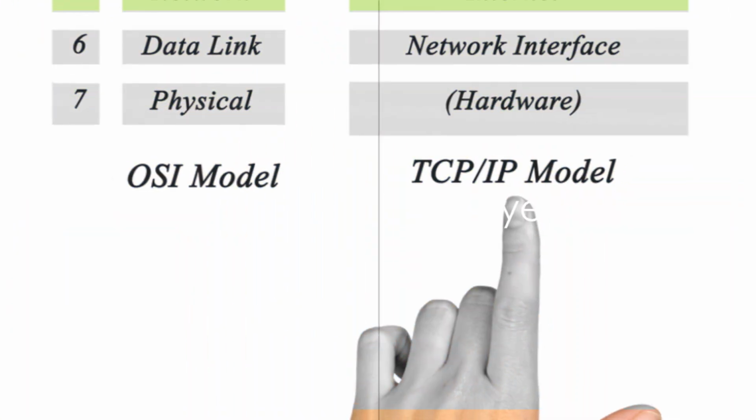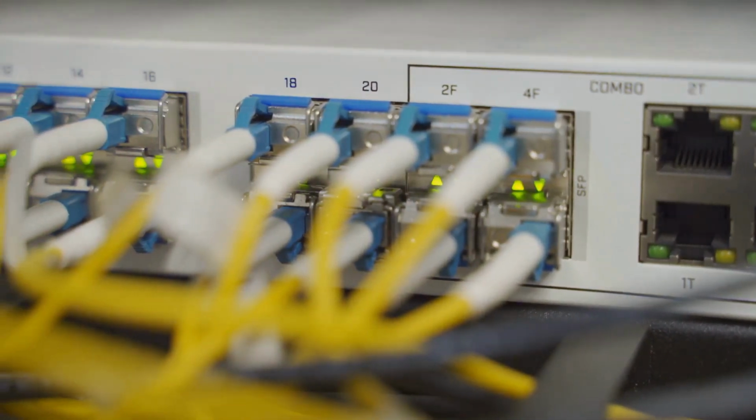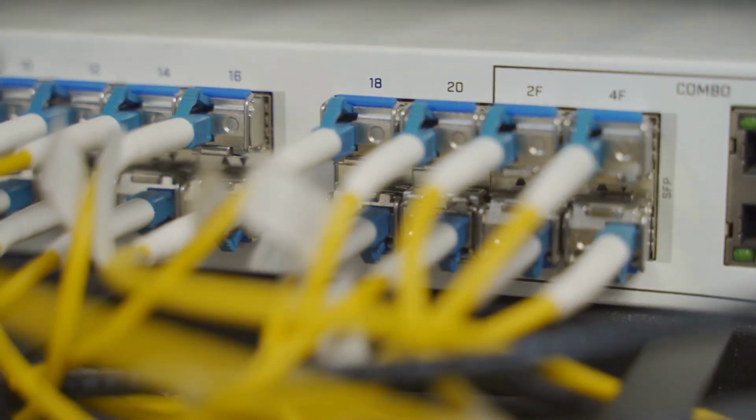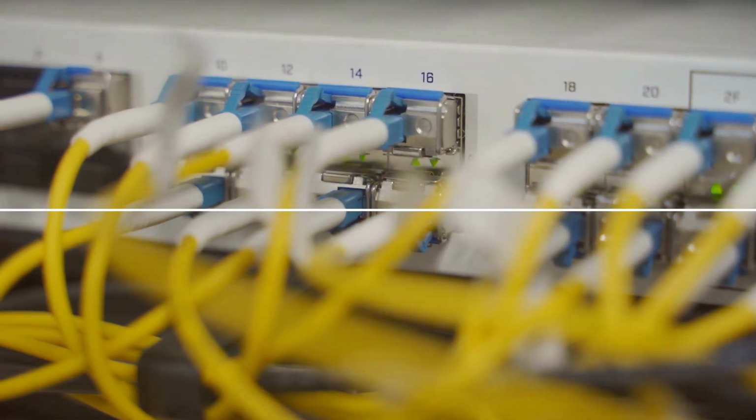Moving up, we reach the data link layer. This layer is like the traffic police, ensuring the smooth flow of data packets. It provides node-to-node data transfer and also detects and corrects errors that may occur in the physical layer.